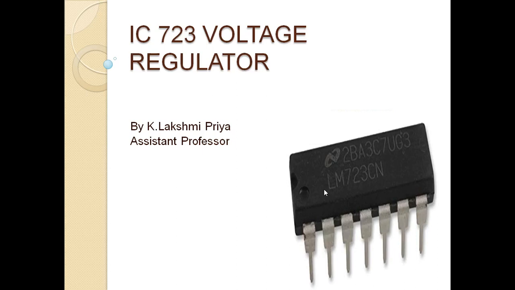Now, what is the major difference between IC voltage regulators and regulators designed with discrete components? The external working of both regulators may be the same, but the internal circuit varies. In IC voltage regulators, we additionally have a current limiting circuit and an overload protection circuit. So let us see what IC 723 is.